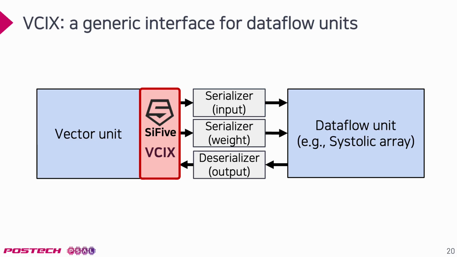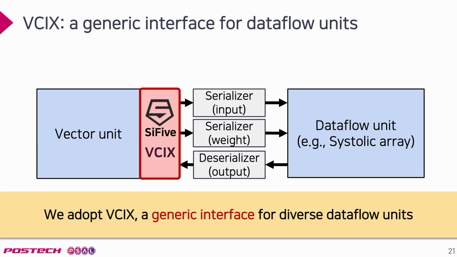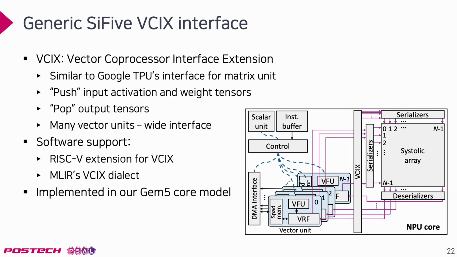So we use this interface to provide inputs to the data flow unit. One input would be the input activation tensor, the other would be the weight tensor, and the resulting output will be provided back to the vector unit through this interface as well. By adopting this, we can provide a sufficiently wide interface between the data flow unit and other parts of the MPU core. This figure shows how we model the Google TPU core.